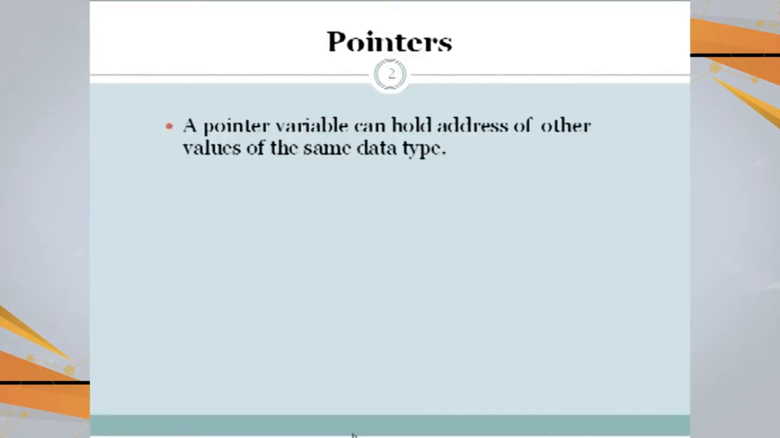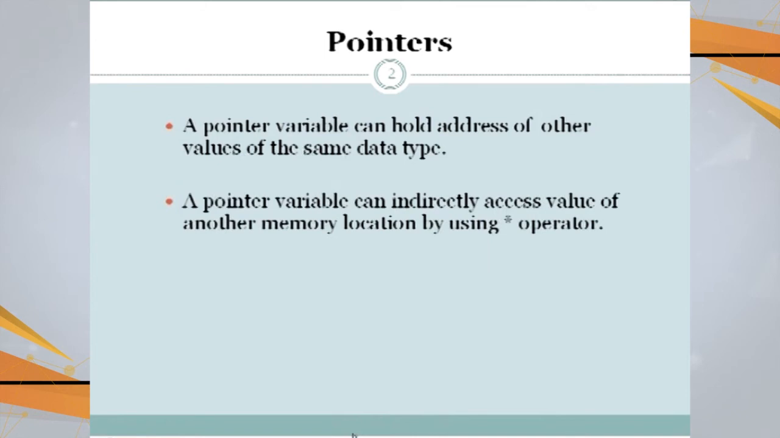In today's program, we will continue our discussion about pointer. We will study how to access array using pointer. So let's start today's discussion. A pointer variable can hold address of other values of the same data type. A pointer variable can indirectly access value of another memory location by using asterisk operator.